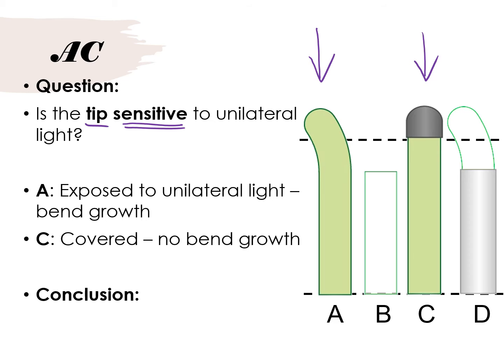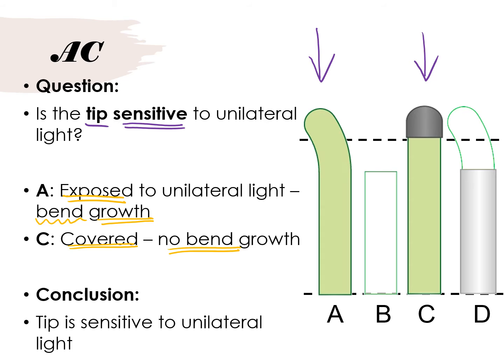For setup A, when it is exposed to the unilateral light, that means receiving the unilateral light, it shows bending and growth. While for setup C, it has the tip covered, that means not receiving the unilateral light. It does not show any bending or growth. The conclusion is the tip is necessary and sensitive to the unilateral light.